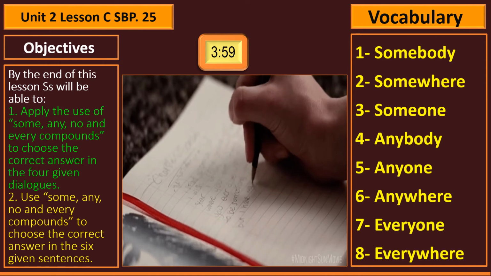For today, we are in Unit 2, Lesson C, Student Book, page 25. Our objectives for today: by the end of this lesson, the student will be able to apply the use of some, any, no, and every compounds to choose the correct answer in the four given dialogues, and use some, any, no, and every compounds to choose the correct answer in the given sentences.